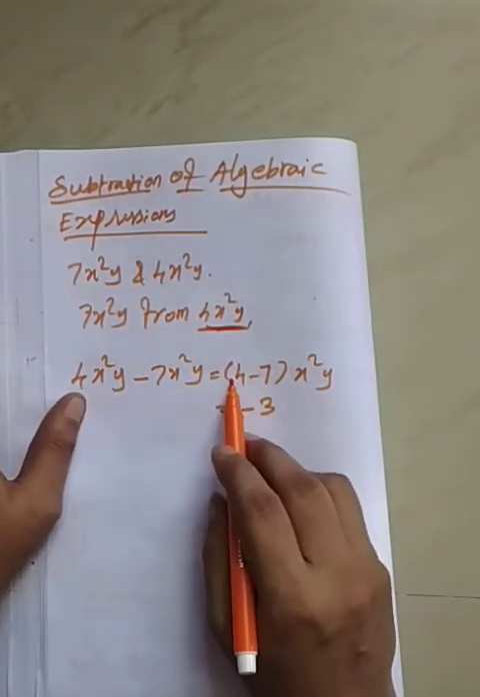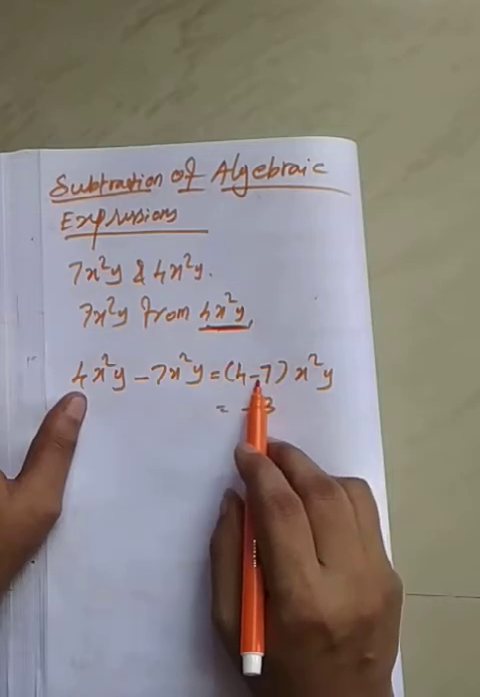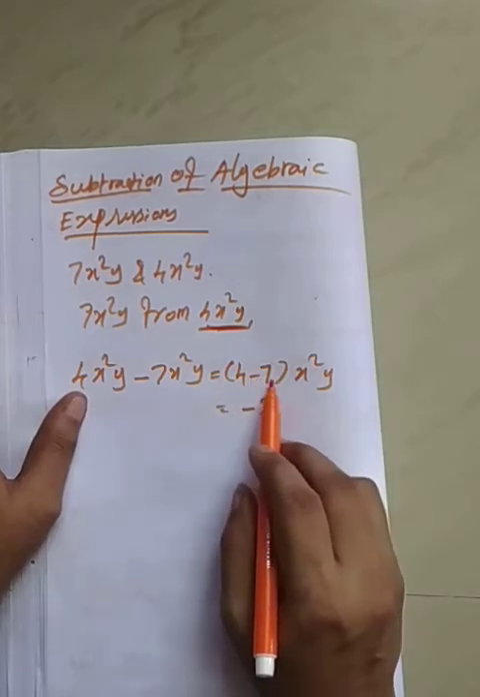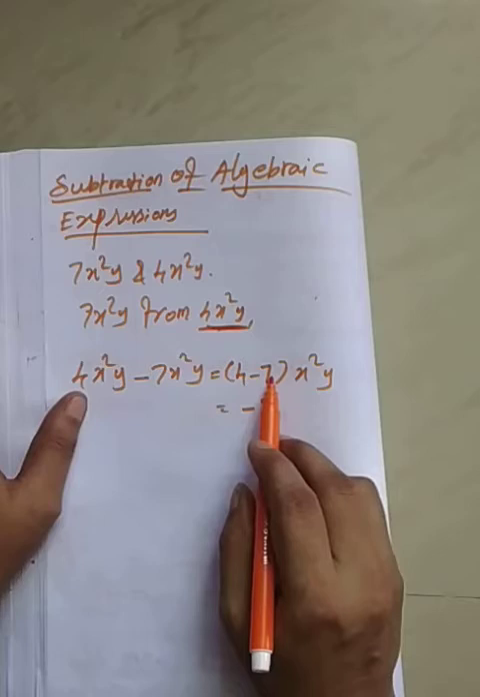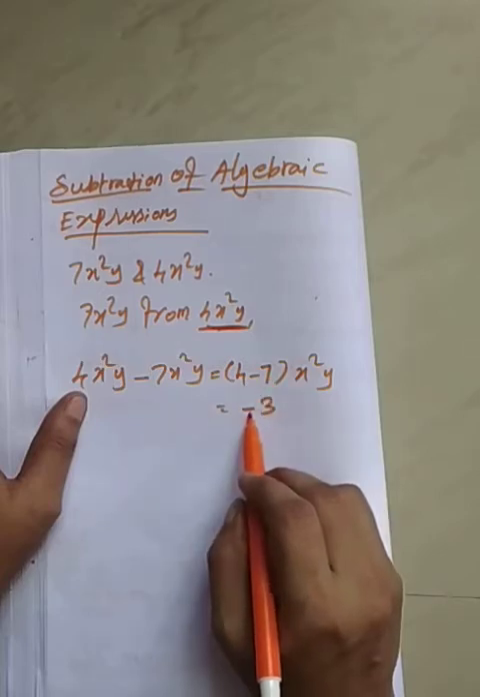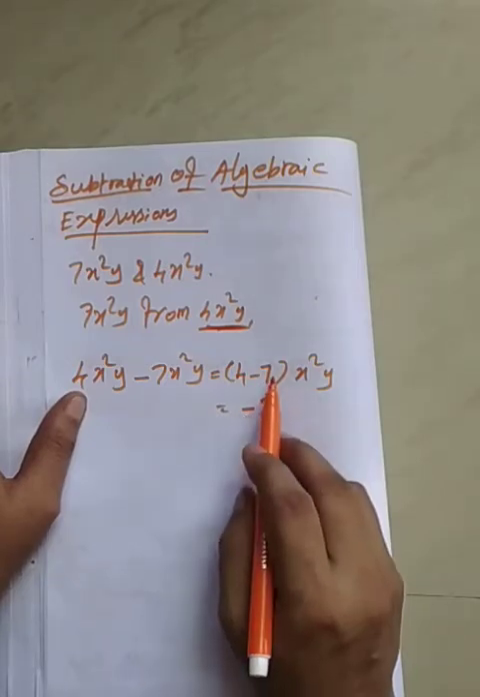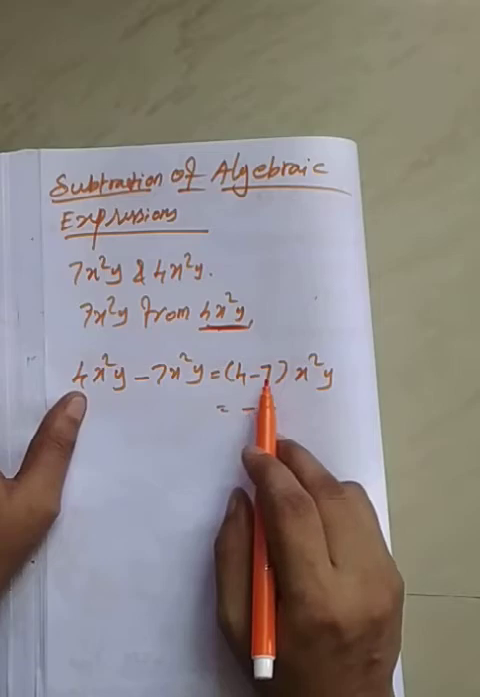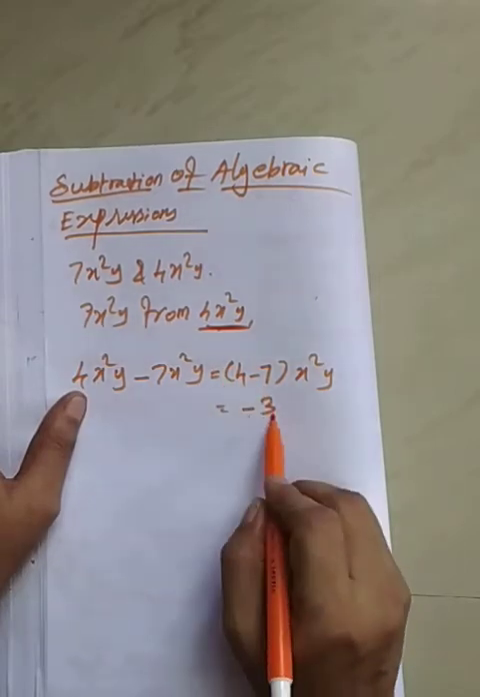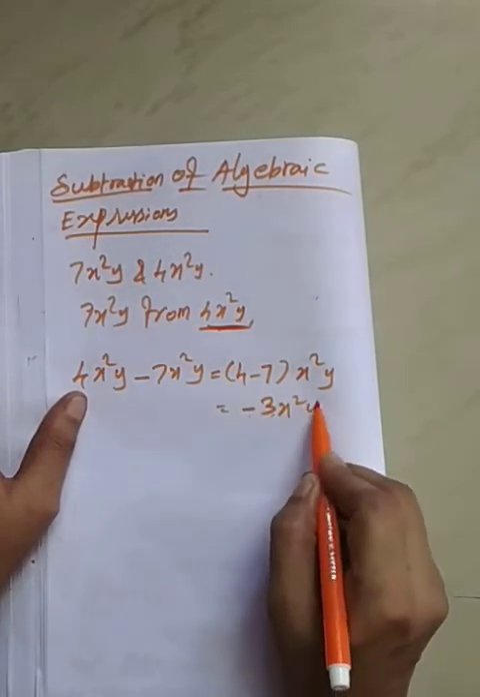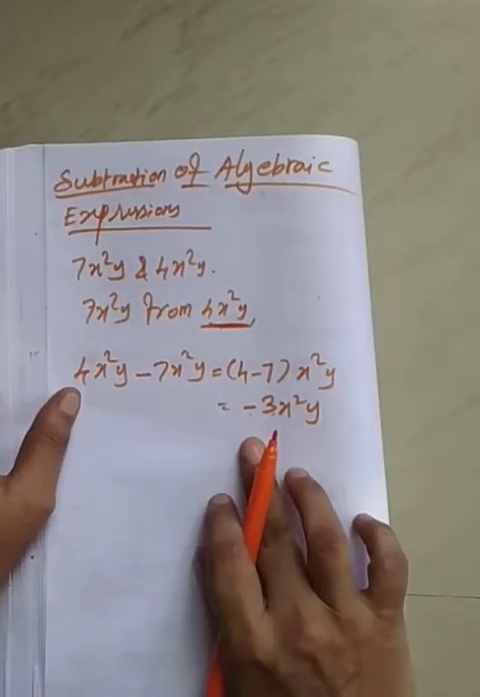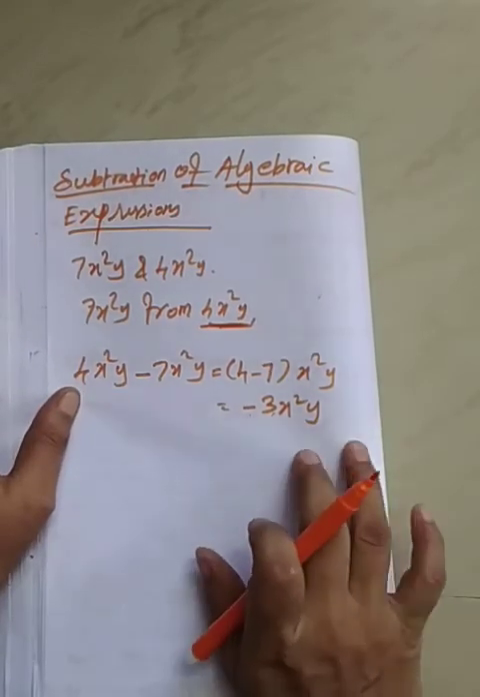See here, the values are different, so you can see the largest number and take that largest number's sign. So largest number 7, that sign is minus, that's why I have to take minus. After that you have to subtract the smallest number from the largest number. So 7 minus 4, what is that? 3. And then write this value x squared y. So your answer is minus 3x squared y.